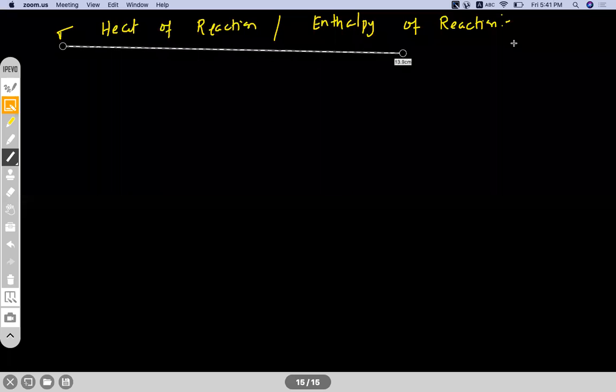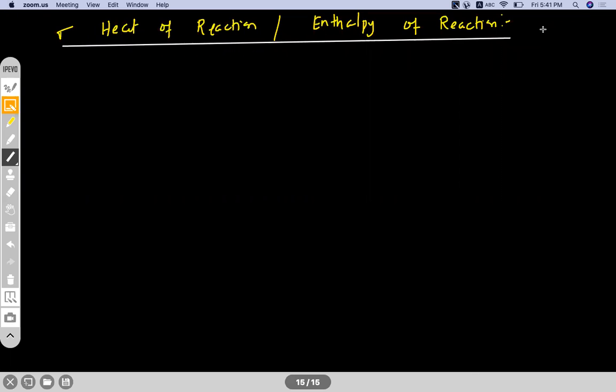Okay, so write down heat of reaction. We also call it enthalpy of reaction. So basically here we are going to study the different types of enthalpy of reactions. We can have enthalpy of combustion, enthalpy of formation, enthalpy of neutralization, enthalpy of solution, many things. Basically these are definitions. We have a few key points that you need to keep in mind. Based on that, you have to do some addition or subtraction in order to get the desired result as per the question. We'll discuss all those things.